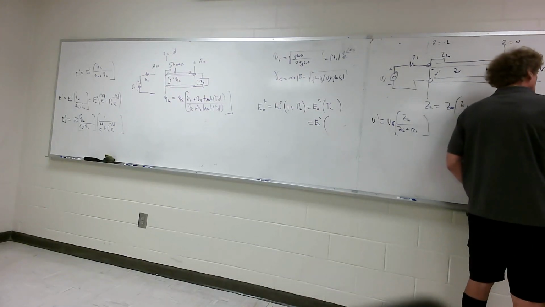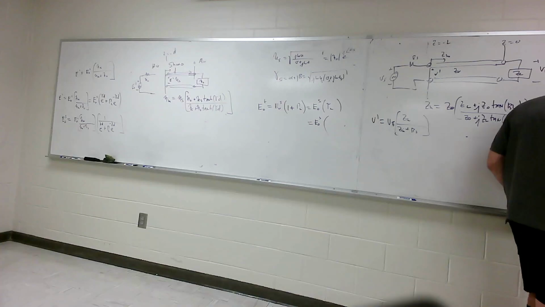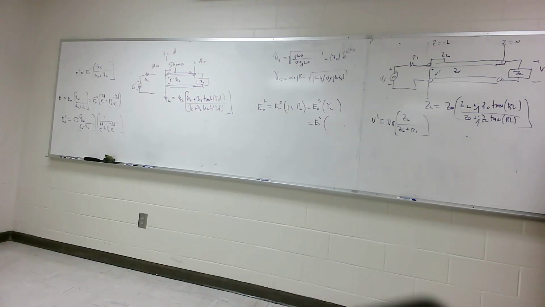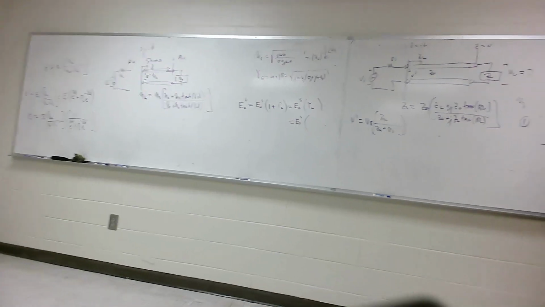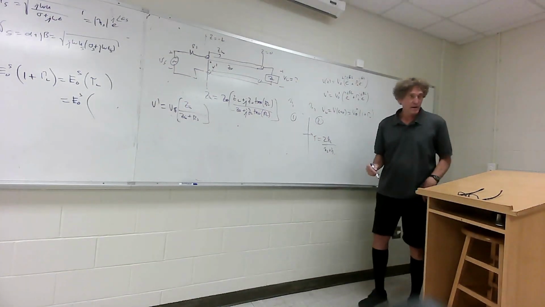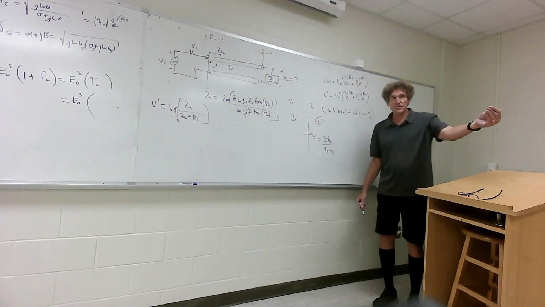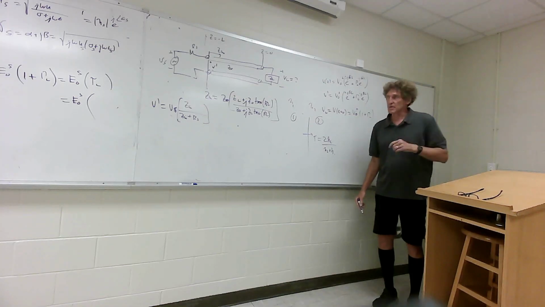Assume that this has eta 1 and this eta 2. It's equal to what? 2 times eta 2 over eta 2 plus eta 1. Isn't that right, class? You all remember that? It's twice the impedance you're going into over the sum of the two.